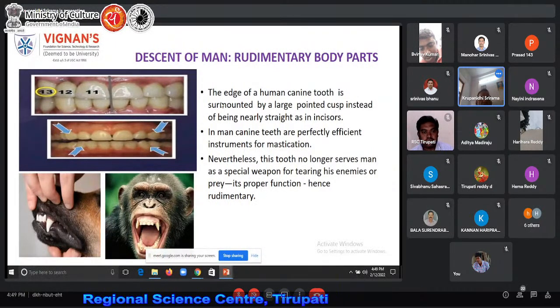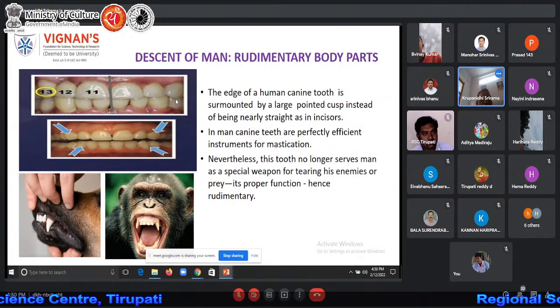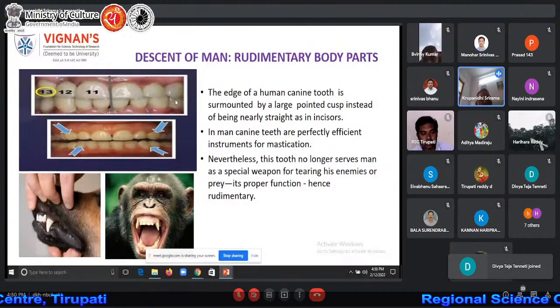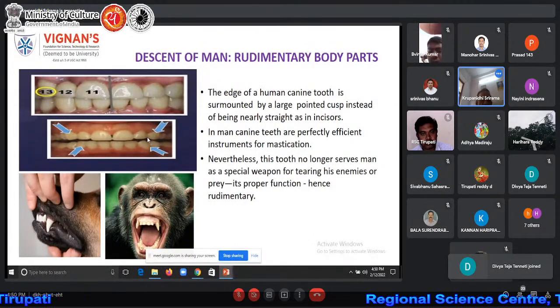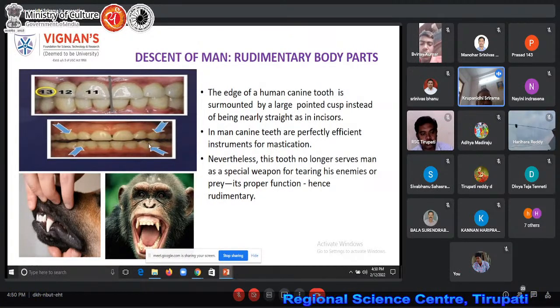But let us see now. Here, this is the canine. If you see the incisors, they are flat, and this incisor again is flat. But when you come to the canine teeth, it is a little bit pointed. For some people it is still more pointed. Let us see the text now. This is a little bit pointed, but in the case of the incisors, it is straight.